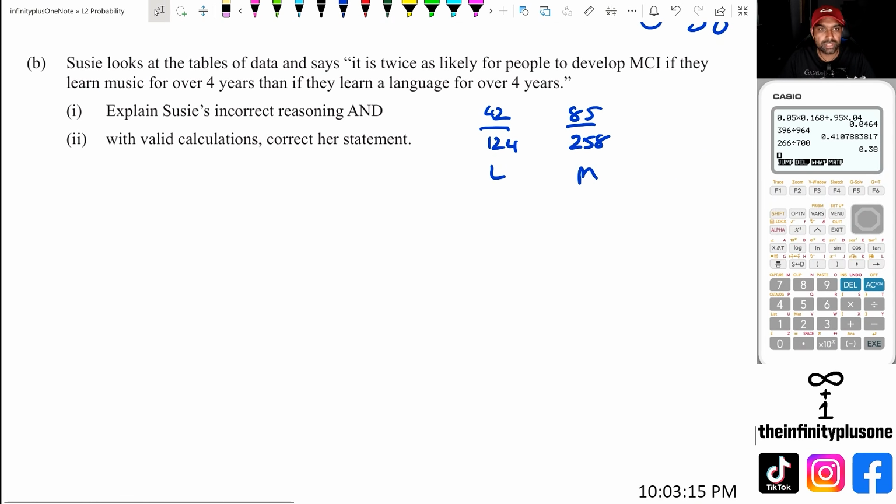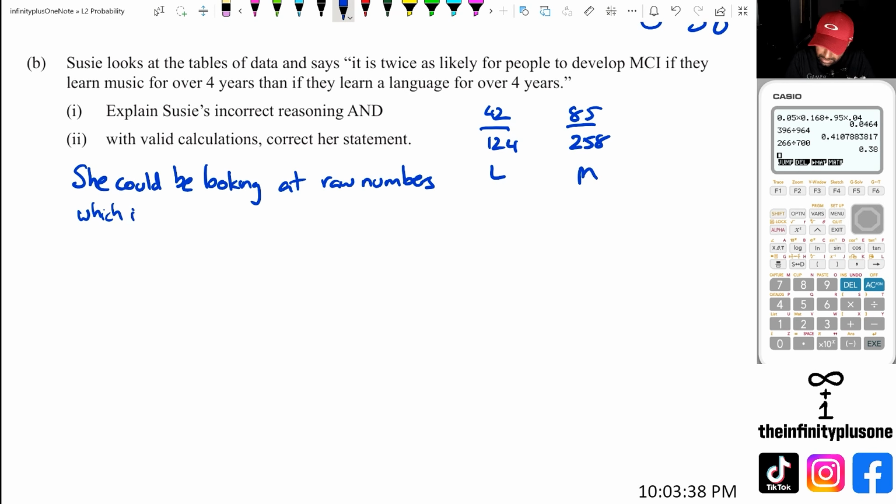Okay, so the first thing we can be looking at is to explain Susie's incorrect reasoning with valid conclusions. She could be looking at the numbers. So for starters, she could be looking at the raw numbers, which is 85 and 42.